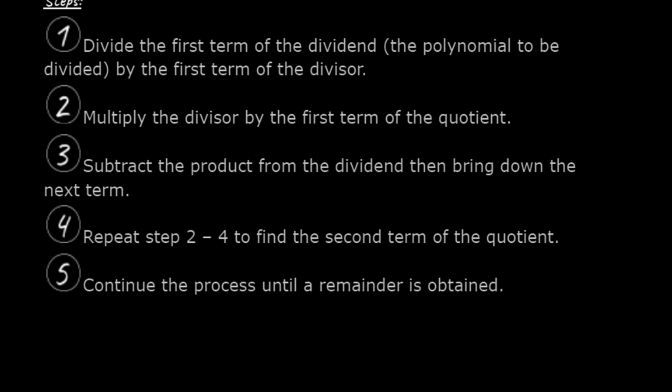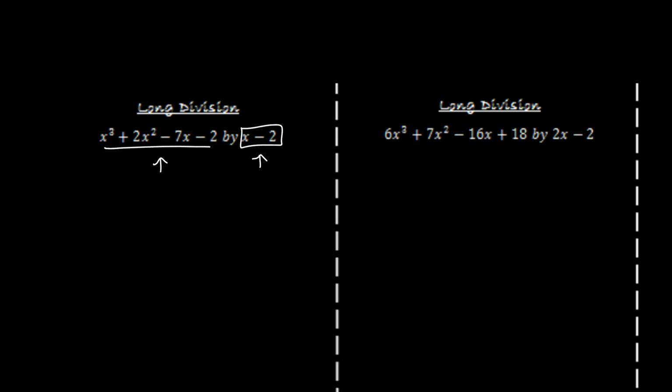Step 3, subtract the product from the dividend, then bring down the next term. Step 4, repeat steps 2 through 4 to find the second term of the quotient. And then step 5, continue the process until a remainder is obtained. So like I said, this is probably all gibberish, but let's go ahead and try to apply it. All right.